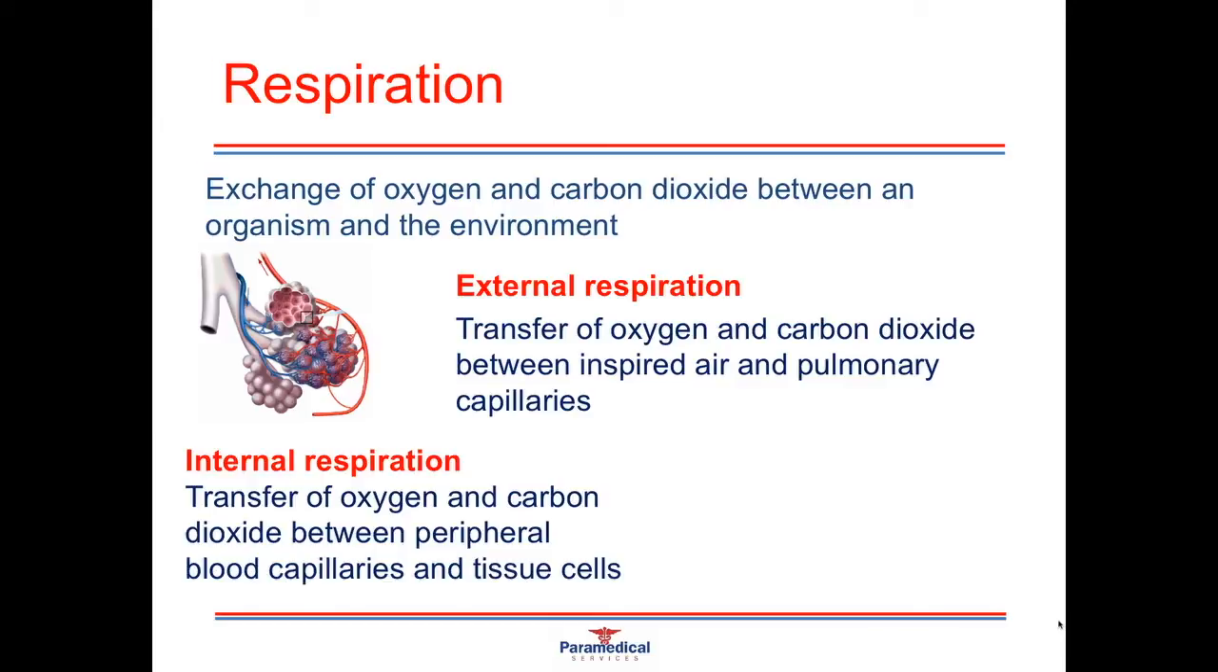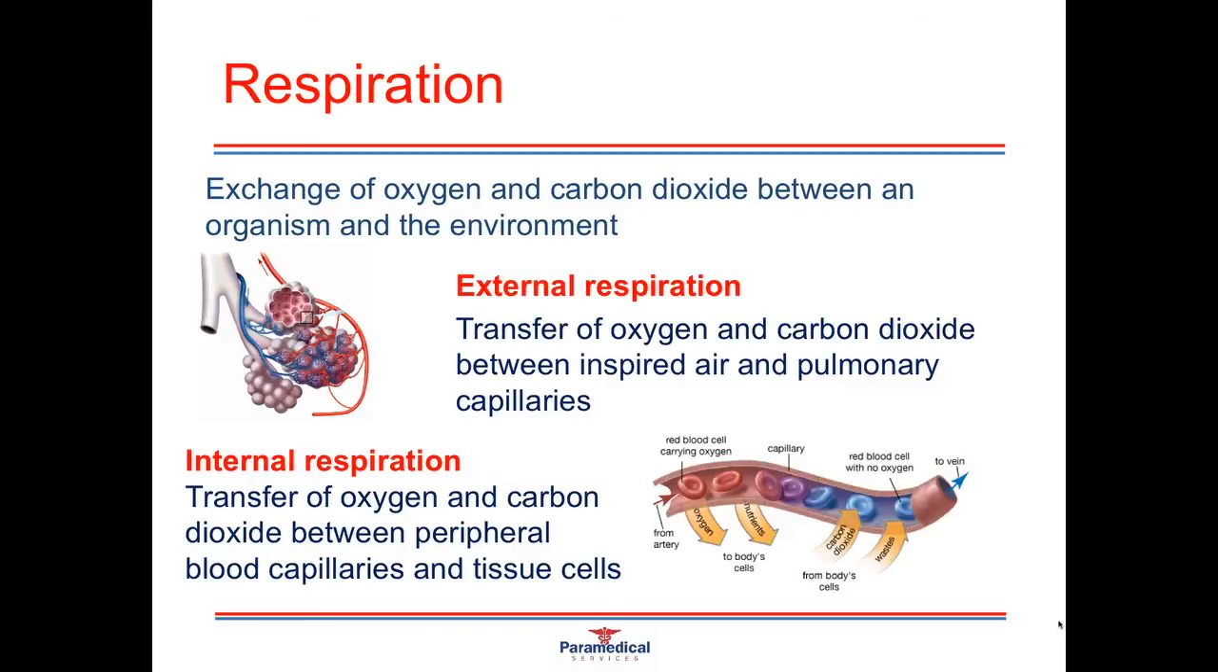The second type is internal respiration. So this is where gases such as oxygen and carbon dioxide are transferred between the peripheral blood capillaries and the tissues. So that's where oxygen is moving from the blood into the tissues and carbon dioxide is moving from the tissues into the bloodstream to be returned to the heart.